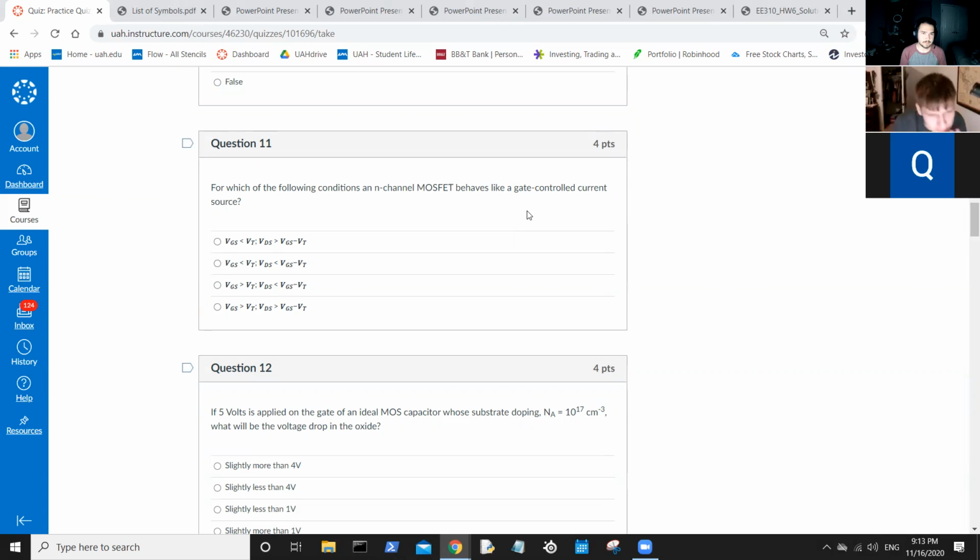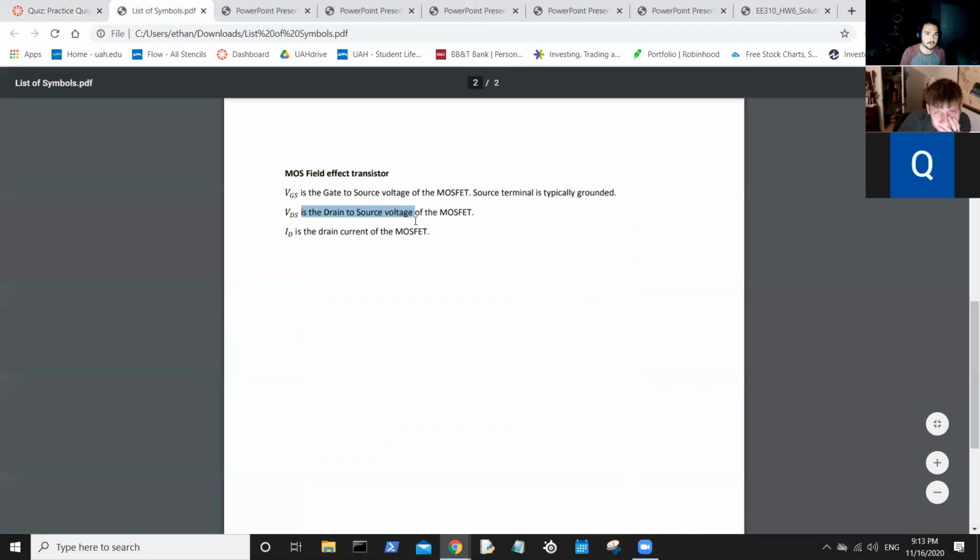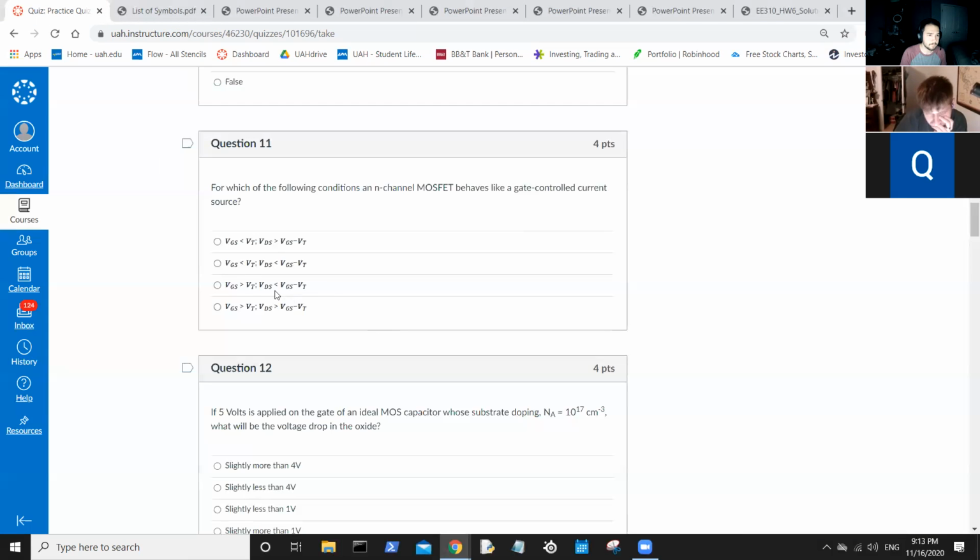So this is just because, what is it? For which of the following conditions? When your gate voltage is greater than your threshold voltage, and when your, what's the DS? I don't remember what DS is. It might be in the list of symbols. Drain to source voltage. Yeah, okay. Drain to source voltage is less than the gate minus threshold.